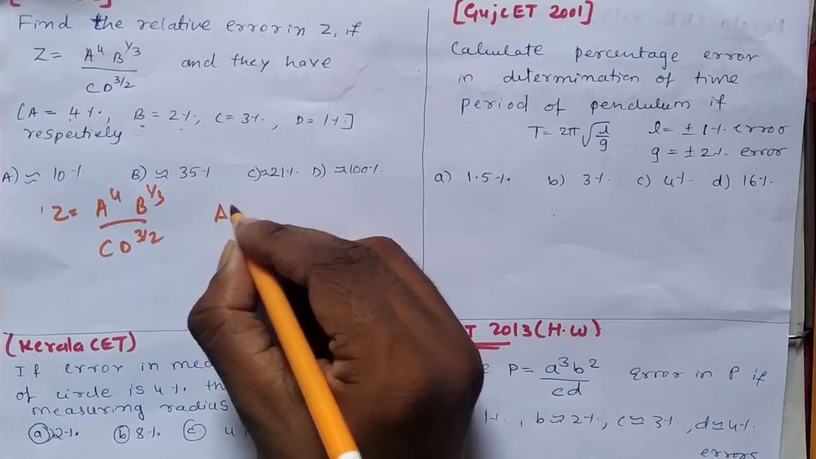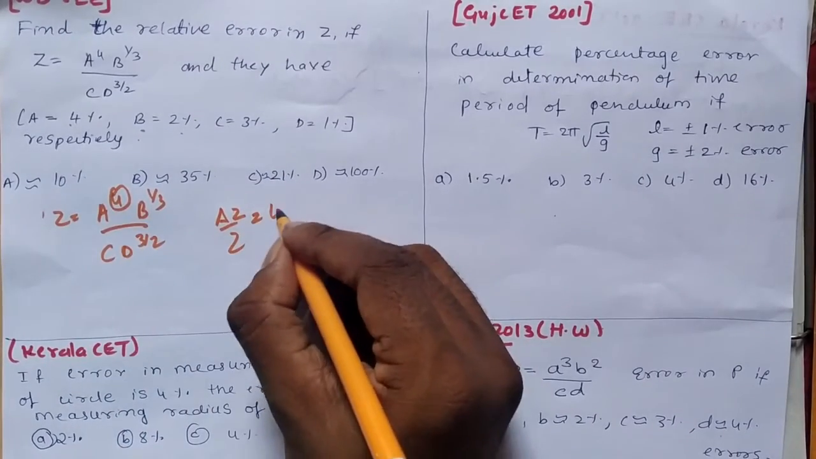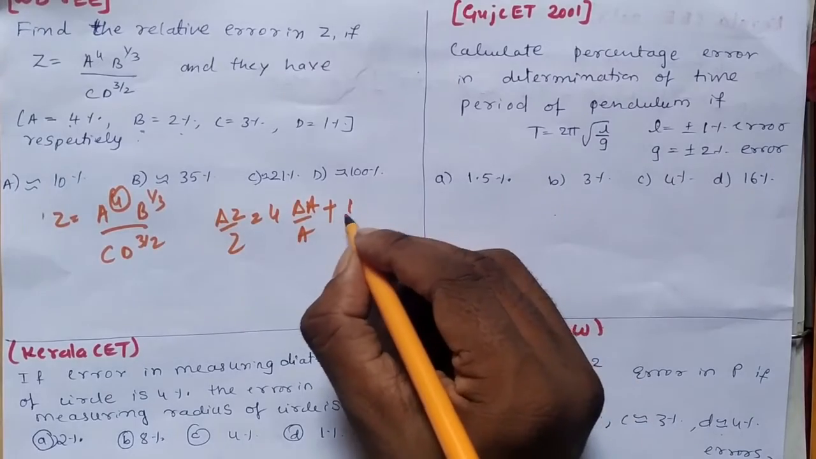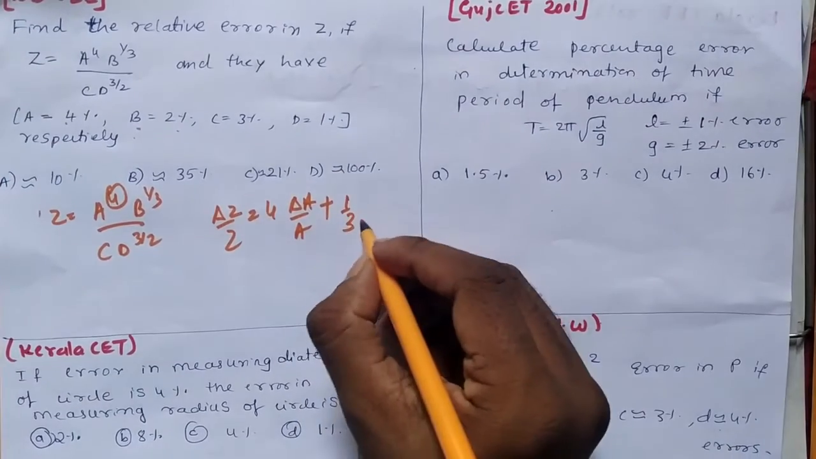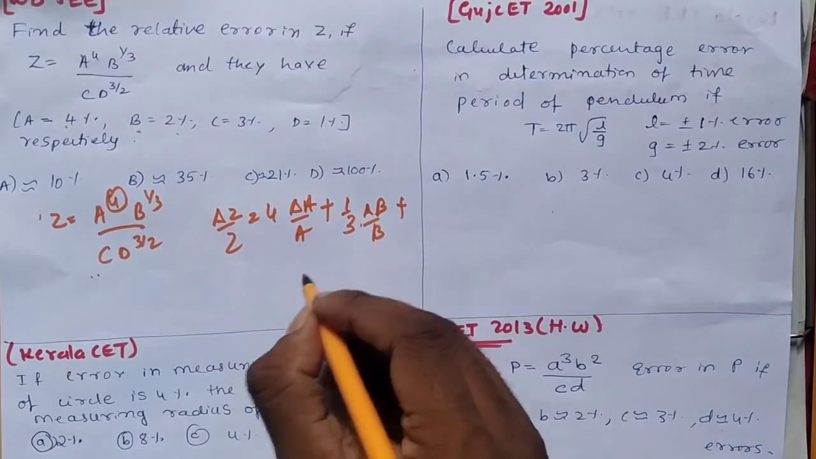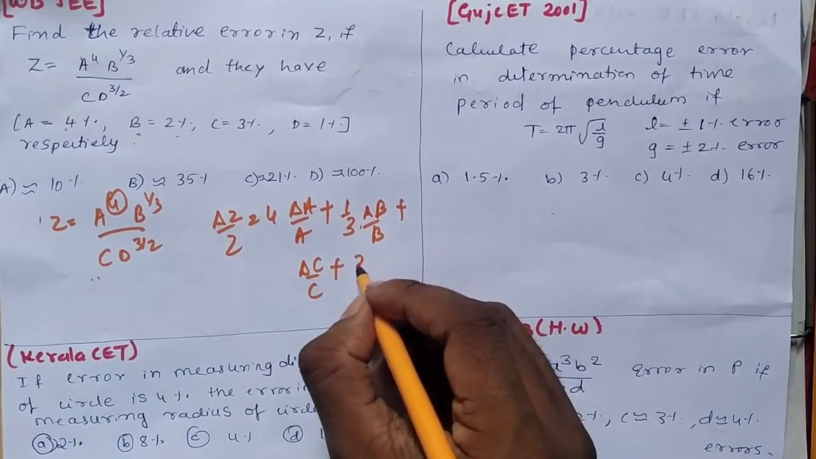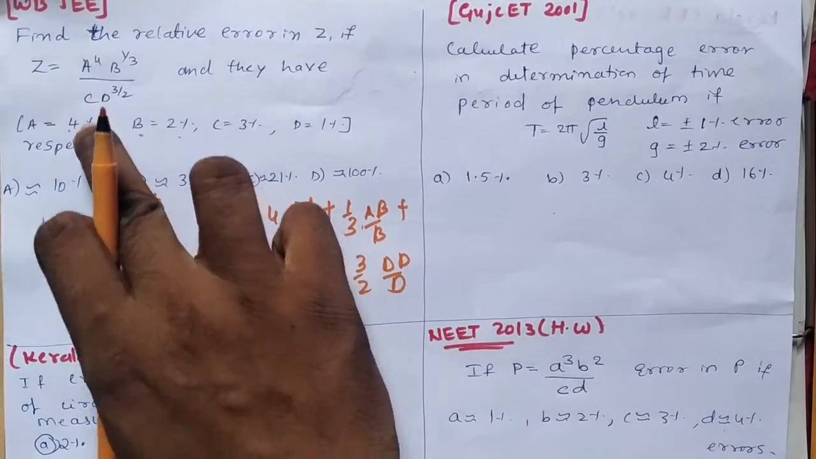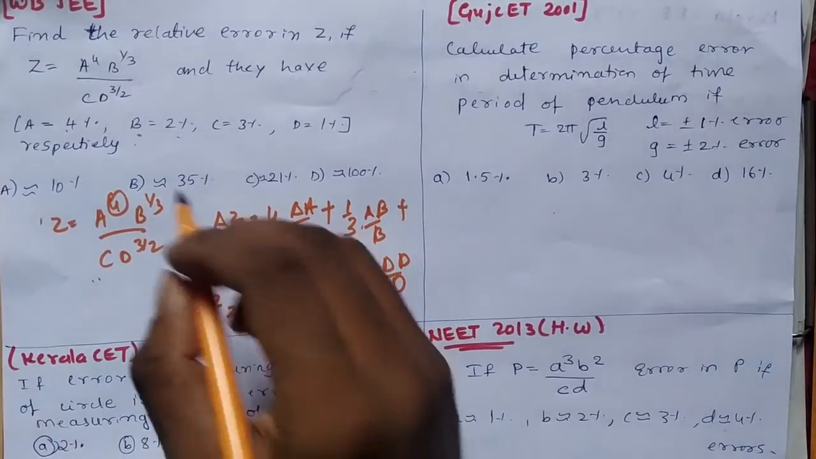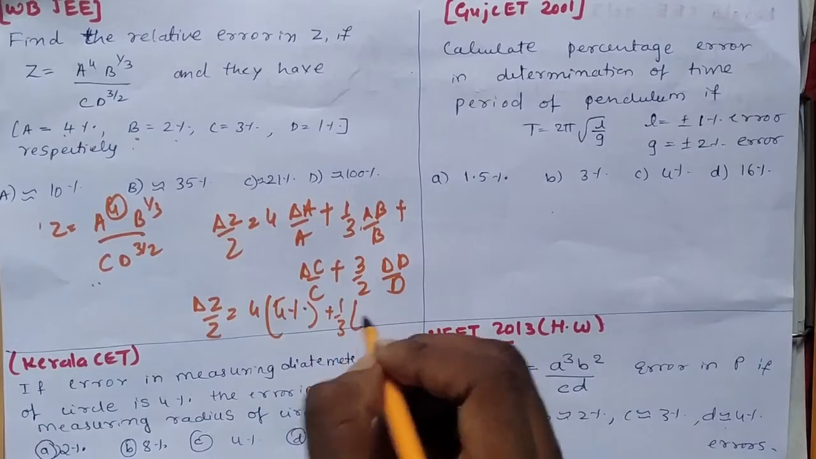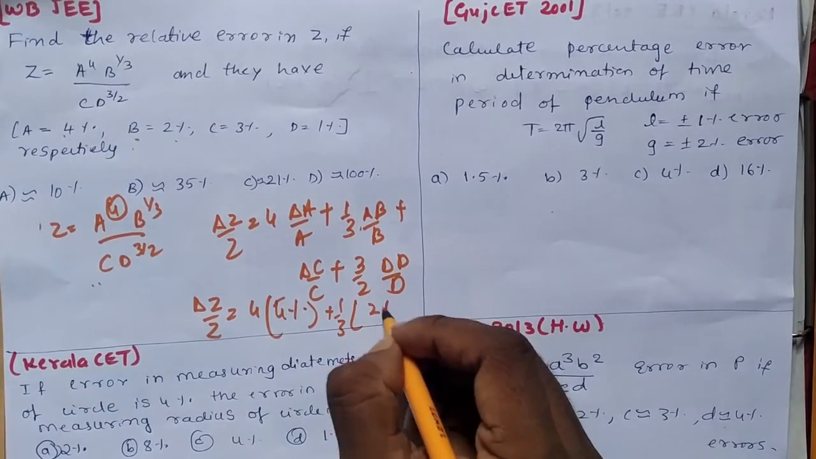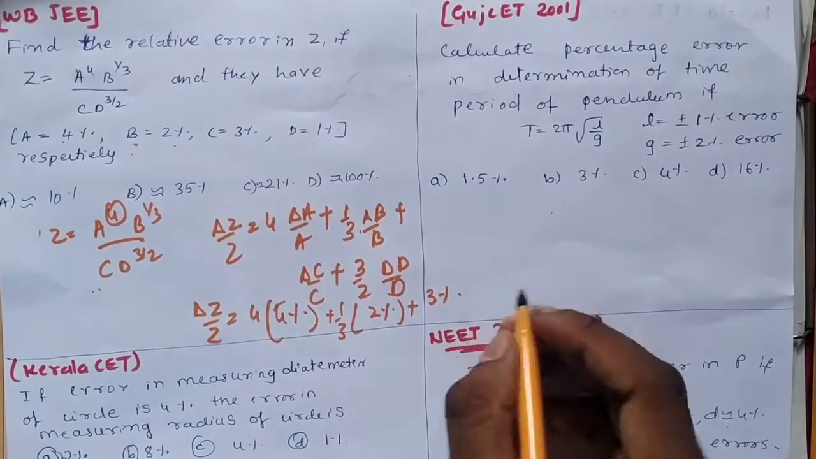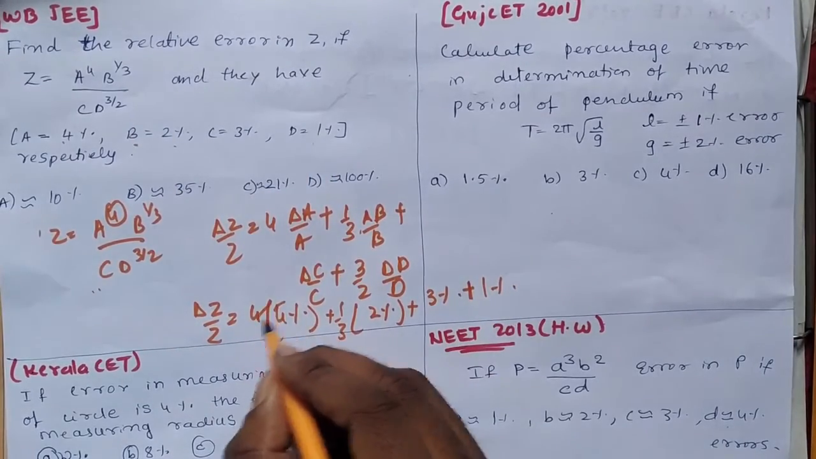The left side error will be delta Z by Z. Here 4 should be multiplied with the relative error of A, delta A by A, plus 1 by 3 multiplied with the relative error of B, delta B by B, plus delta C by C, plus the exponent multiplied with the error, delta D by D. Delta Z by Z equals 4 into 4%, plus 1 by 3 into 2%, plus 3%, plus 3 by 2 into 1%. 4 fours are 16%.